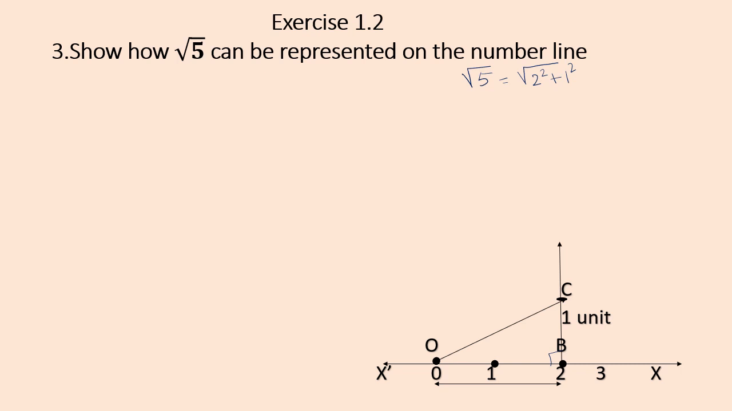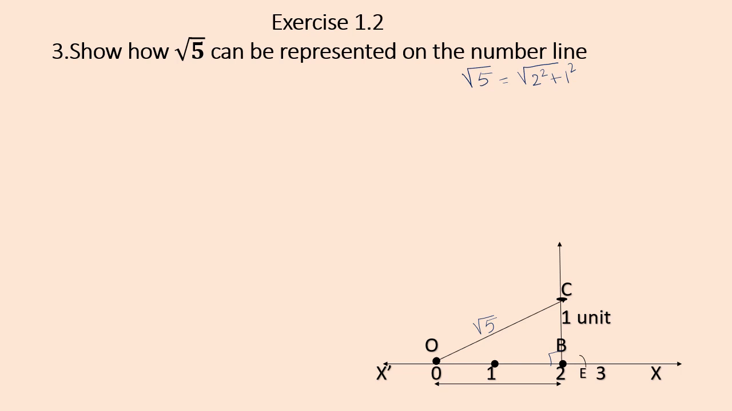Now, you think about the Pythagoras theorem. Base is 2 unit, height is 1 unit, and the hypotenuse will be of root 5 unit. That means OC represents root 5. Now you have to represent it on the number line xx dash. For that, you have to take O as center and OC as radius. Draw an arc to intersect xx dash at E. Then E represents root 5 on the number line.